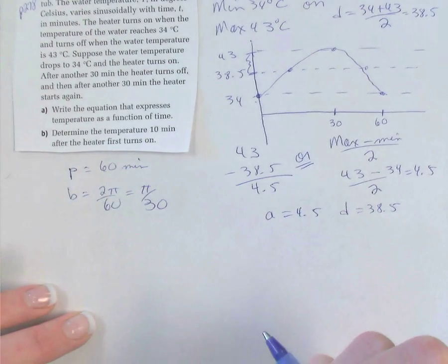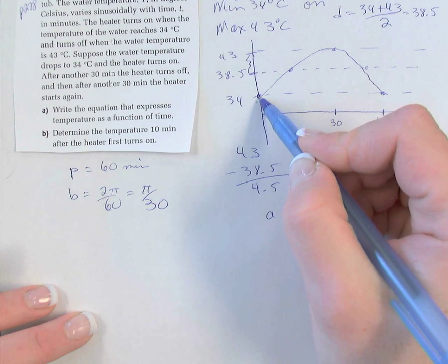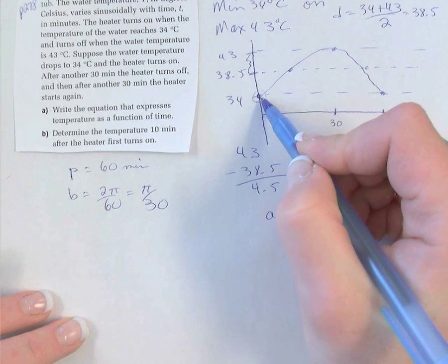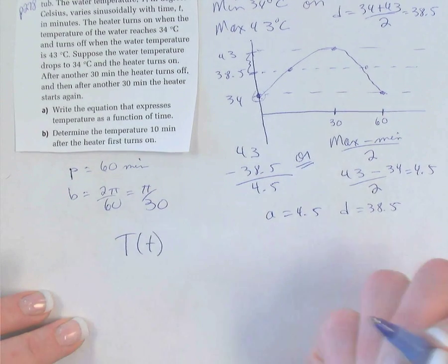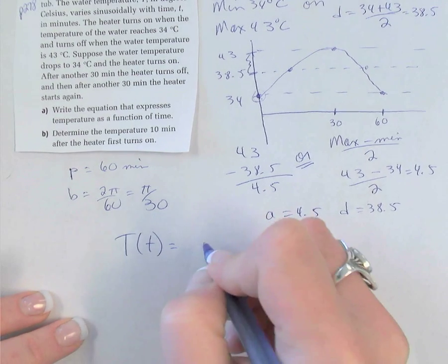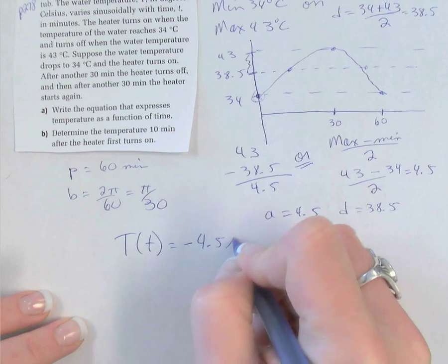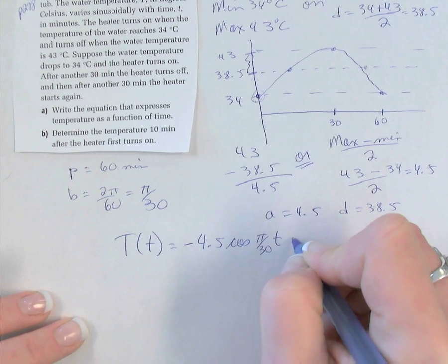In terms of a horizontal shift, the easiest graph we could look at would be having a negative cos, and then we don't have to have a C value. So if we put this together, temperature is the variable, so temperature T of t, because they're using small t for time, is equal to amplitude, 4.5. Remember, we want to have negative cos, so we're going to make that negative cos of pi by 30 t plus 38.5.